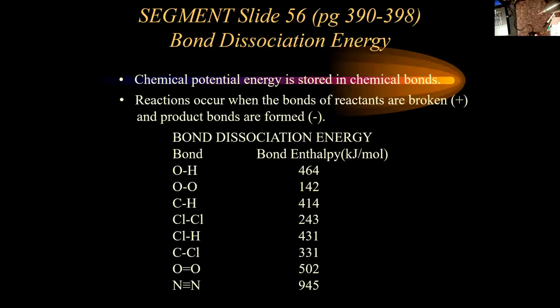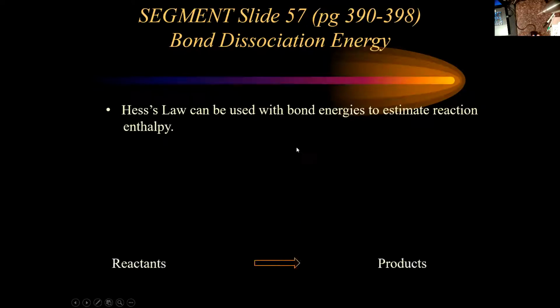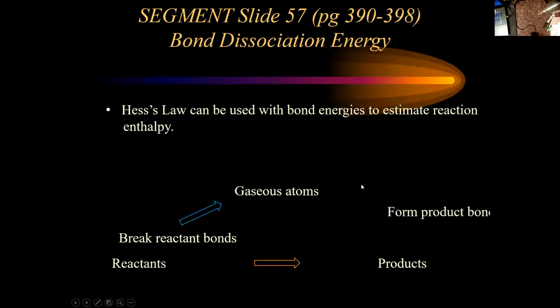And so when we do heats of reaction, as I'm going to show you in a minute, we're not going to get the exact value. What we're going to get is what we expect from the average values of all the bonds. Now, here's what we're doing. We're going to break all the reactant bonds and form gaseous atoms from them. And then we're going to take those gaseous atoms and reform the products out of those.